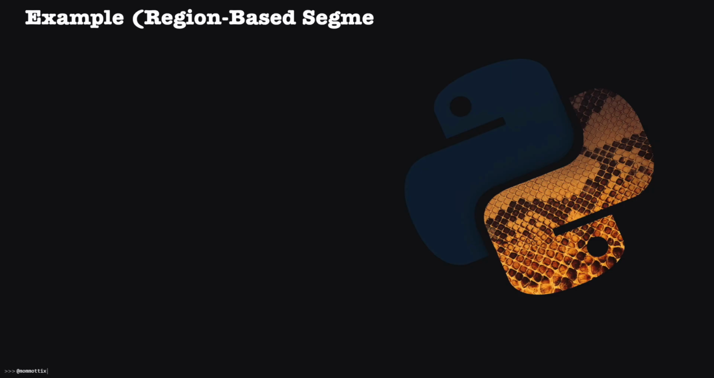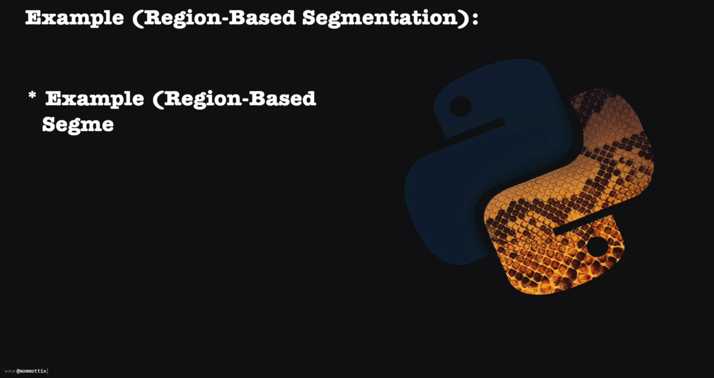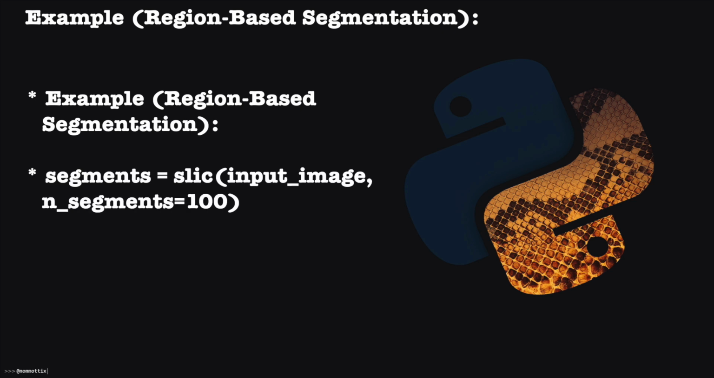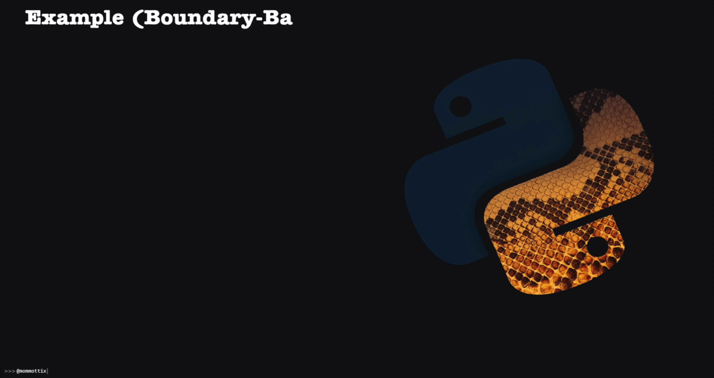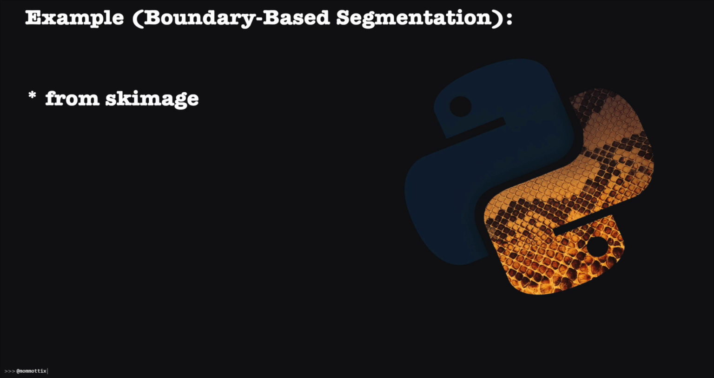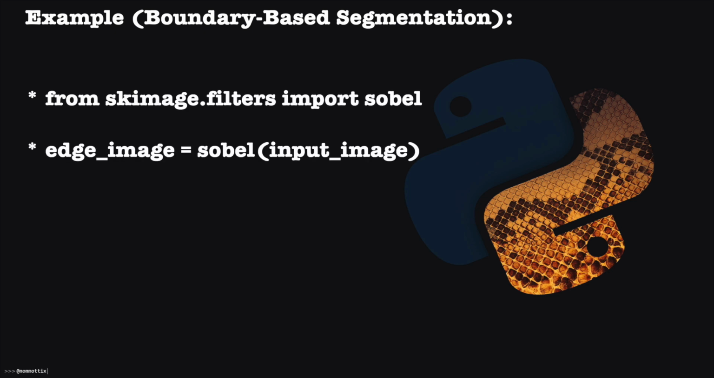So an example for region based segmentation is here. We have to import the library function and use that function, called segments, with the value. And here is the example for boundary based segmentation. We have to import the library function, and here we are using Sobel, as we told in the previous lecture also, that Sobel is a very important example for boundary detection.